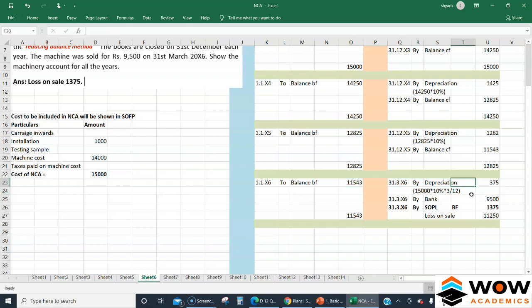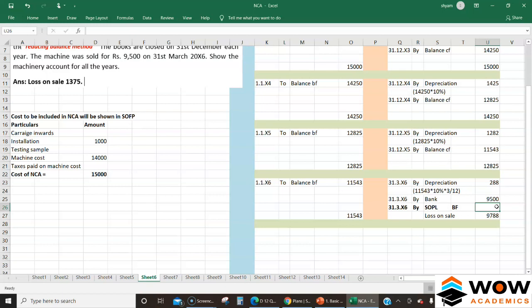Now we have to provide depreciation for the last year, until the sale. We are selling it in just 3 months, in March. So again it's not going to be on this amount, it's going to be on 11,543, and we have to compute that. So it comes to 288. And now what would be our balance?